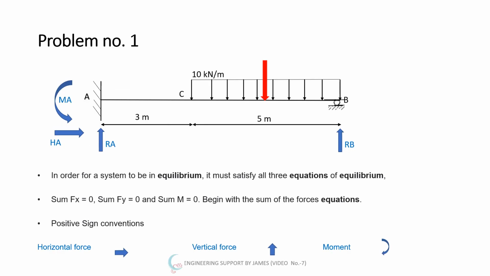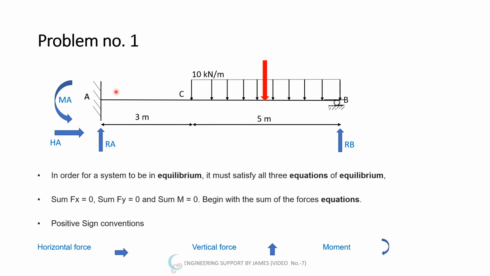So let us start with the problem. This is a regular problem. We have a beam of 3 plus 5, means total 8 meter length, with a UDL of 10 kN per meter spread over a length of 5 meters. At A there is a fixed support and at B there is a roller support.